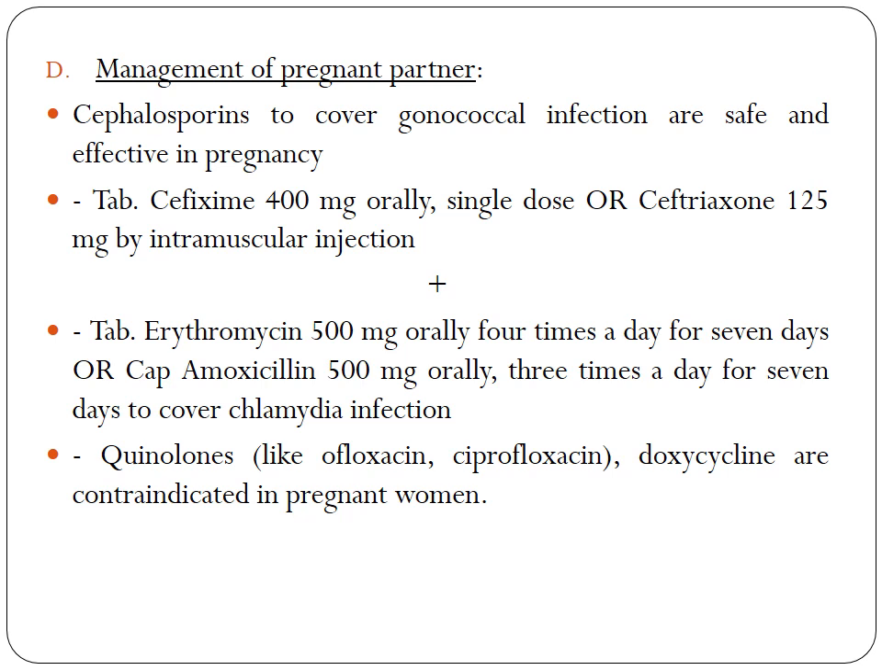So the pregnant partner of a male client with urethral discharge should be examined by doing PV and should be treated for gonococcal as well as chlamydial infections. Cephalosporin is a very good drug to cover the gonococcal infection, and it is also safe and effective in pregnancy. We use tablet cefixime 400 mg orally in a single dose. In the alternative, ceftriaxone 125 mg by intramuscular injection.